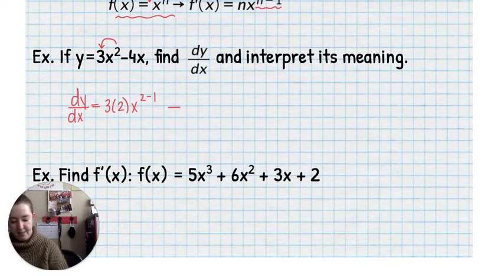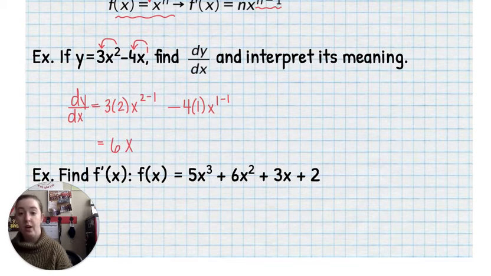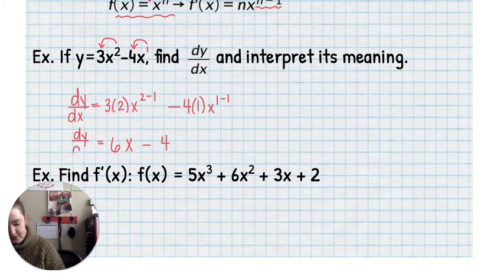We have a minus sign in the middle. Remember, that's x to the first. I'm going to bring my power down and multiply, and subtract 1 from the power. So, 3 times 2 is 6. 2 minus 1 is 1, so just 6x. Then we had a minus in the middle. 4 times 1 is 4. 1 minus 1 is 0. x to the 0 power is just 1, so it's not there. So dy dx is equal to 6x minus 4.